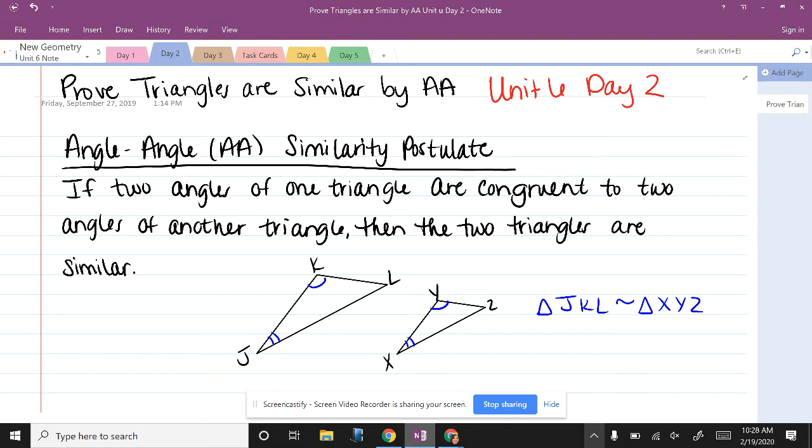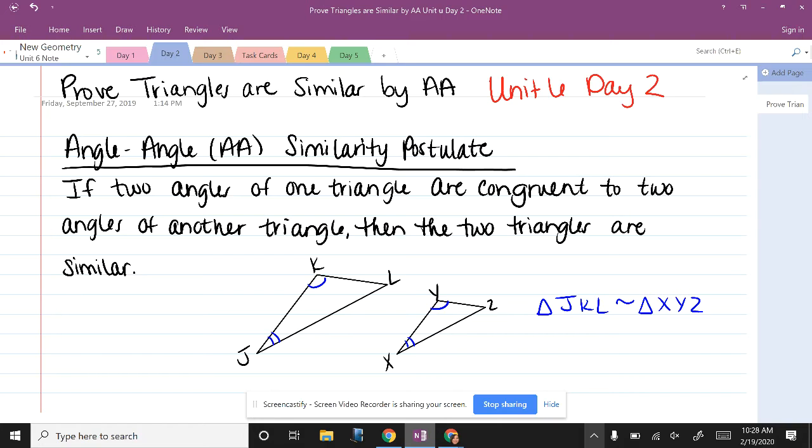If we know 2 angles are congruent to 2 angles in another triangle, then we can say the triangles are similar. So in this one, obviously this triangle is larger than this triangle, so they're different lengths of sides. And it's marked angle J has the same amount of marks as X, and K has the same amount of marks as Y. So since those 2 angles are congruent, I don't even have to know the measures, but I know that they're congruent, then I can say those triangles are similar because of angle-angle.